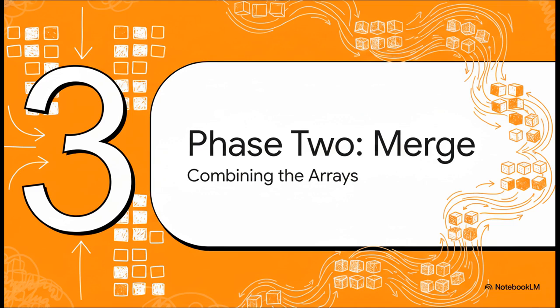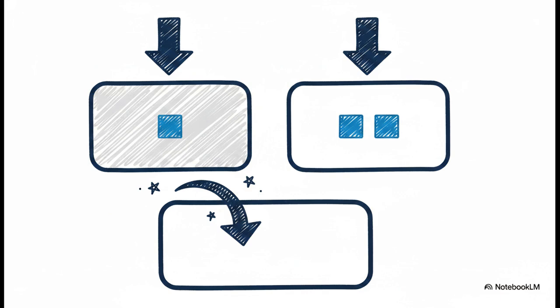Which brings us to part 3, phase 2, merge. Now we take those hypothetical sorted arrays, establish 2 pointers, and constantly ask ourselves, okay, which number is smaller to go into our temporary array next? So if our left array element is a 1 and our right array element is a 2, the 1 obviously wins. It gets placed into the temporary array and that specific pointer just shifts forward 1 spot.